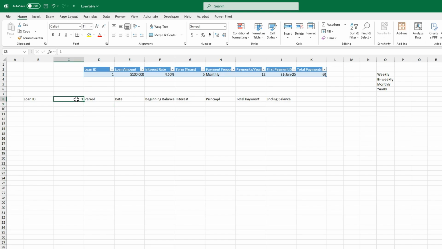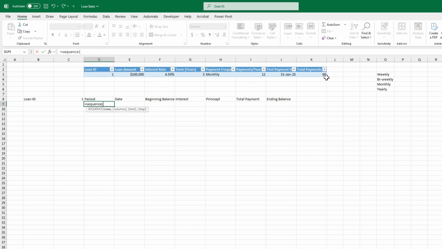So our loan ID is currently 1, and we're going to need to reference this for a period actually. So for a period, how many periods do we have? We're going to use a simple sequence dynamic array function, and it's going to be based off of how many total payments there are. However, what I want is that if my loan ID here says 2, I want it to look at the second loan and provide me that amortization table.